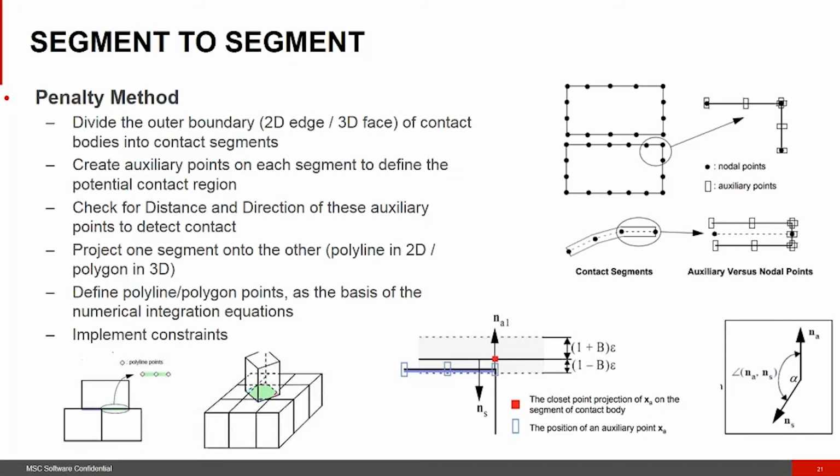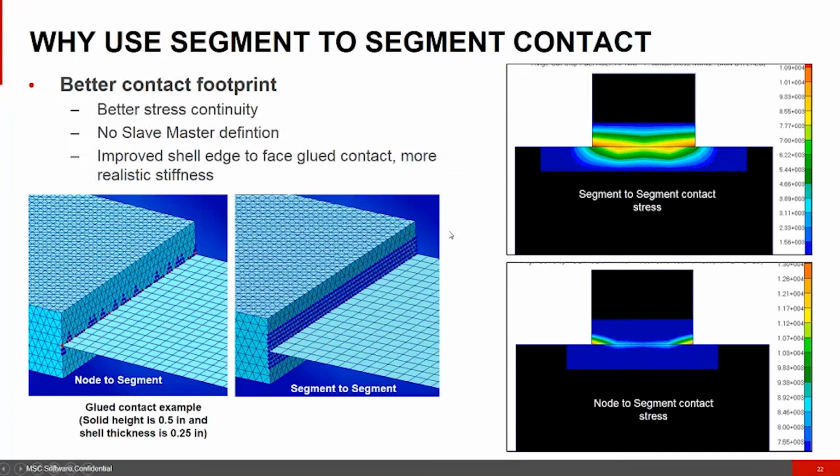So this is a much newer method, and it's a much better method in a way that you don't have to worry about the slave to master. What we just saw, you don't have to worry about it using the segment to segment. And that's why we recommend to use it. So it uses the penalty method. Some of you might be familiar with that. If you need more information, you can always refer to the user's guide.